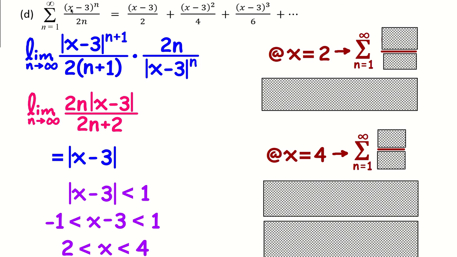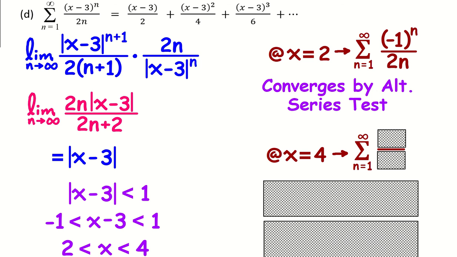Okay. So if you literally plug in 2 for x, this would say 2 minus 3 to the n power. 2 minus 3 is -1, right? Hey, this is an alternating series, -1 to the n. So by the alternating series test, this converges. Okay, so it converges at x equals 2.